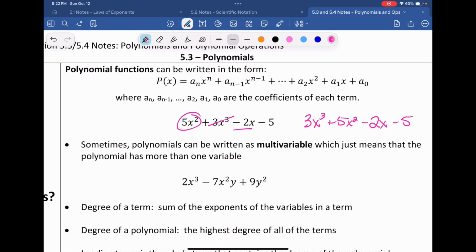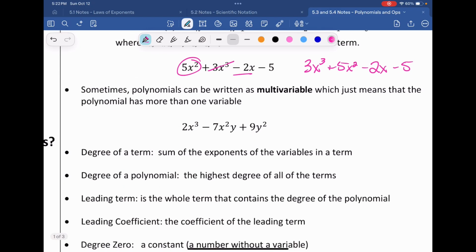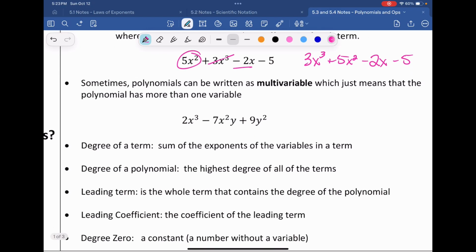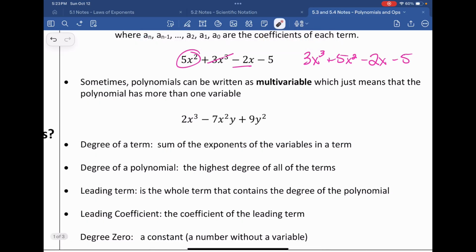Some polynomials are written in multivariable, which we're not going to do a whole lot with, but it just means the polynomial has more than one variable. Okay. Degree of a term is the sum of the exponents in the term. Degree of a polynomial is the highest degree of all the terms. And that's why I rearranged this one so that you can see the x cubed first.